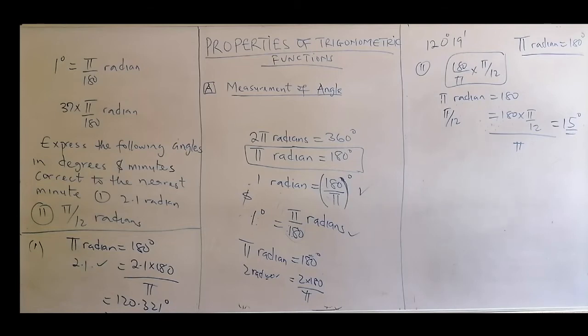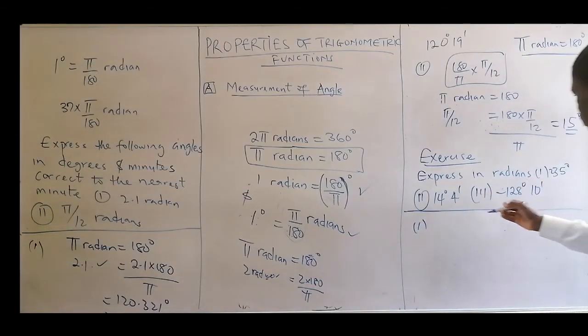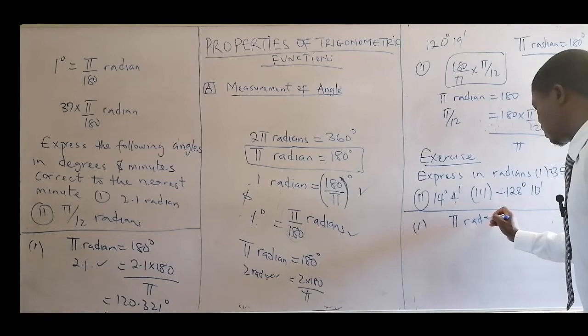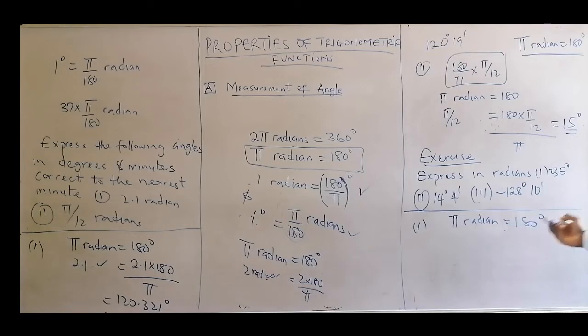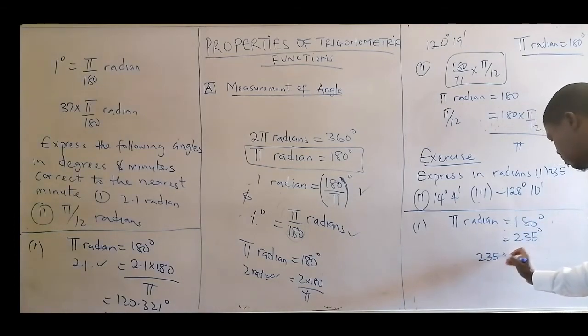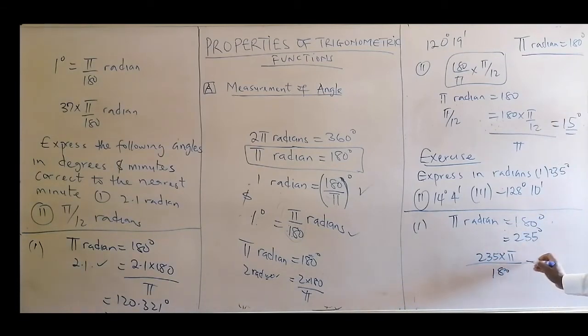So let's take some exercise questions. This is the solution for the first one. We know that pi radian is 180. Then 235 degree will be here, not this side. Then you cross multiply. That will be 235 times pi over 180. You can punch your calculator and get your answer, which will be in radians: 4.102 radians.